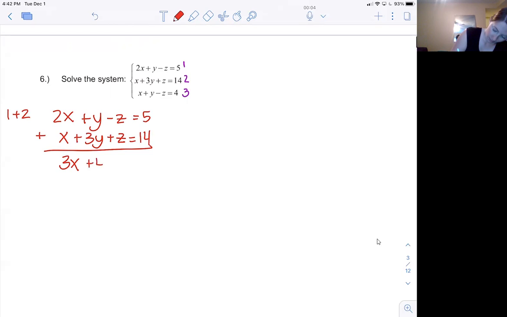y plus 3y is 4y. And then this is what I want. I've got negative 1 plus 1, which gives me 0. So my z's are gone, which is the whole point. I'm trying to eliminate a variable. So that's great. And then 5 plus 14 is 19. Okay, awesome. So now I want to do it again and eliminate z so I have 2 equations.